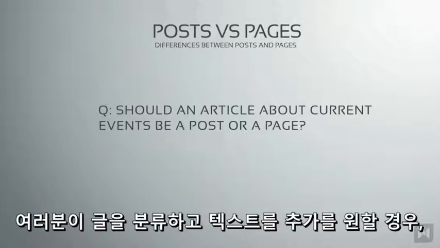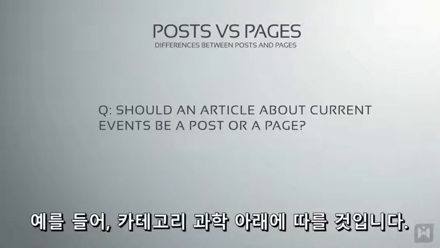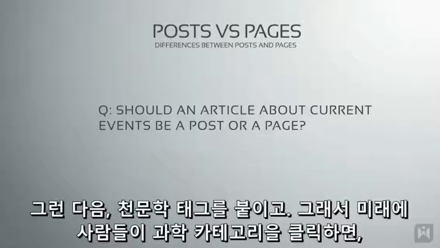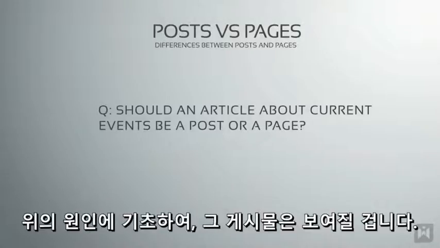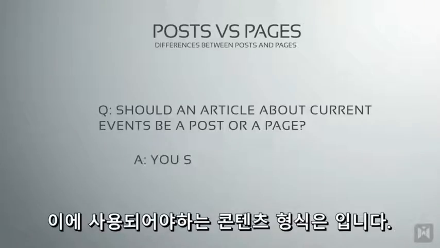We want to categorize and add tags to the post. For example, we'll file it under the category Science, then tag it with Astronomy, so in the future when anyone clicks on the Science category, this entry will show up. Based on the above reasoning, the content type you should be using for this is a post.